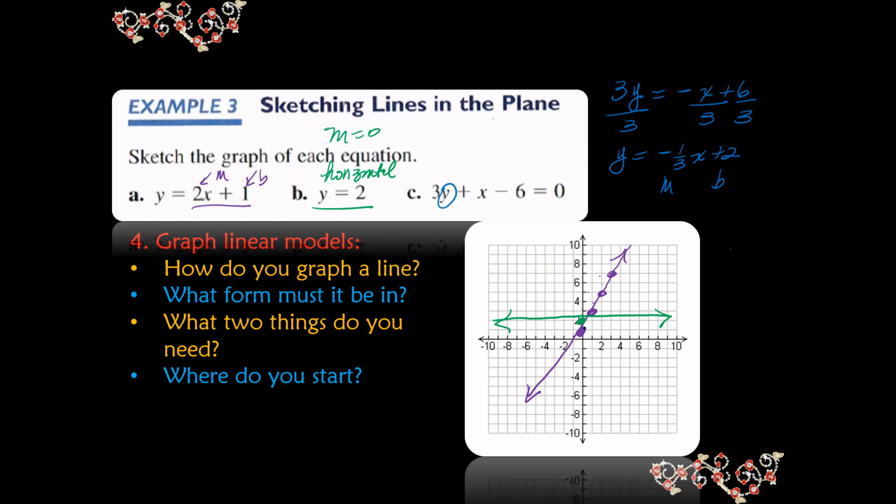So let's start at 2. It's getting a little bit crowded here. Go down 1 over 1, 2, 3 is your second point. Down 1 over 1, 2, 3, your third point. And then you just connect the dots. And that's how you graph the line.